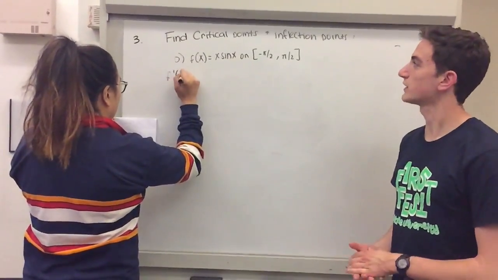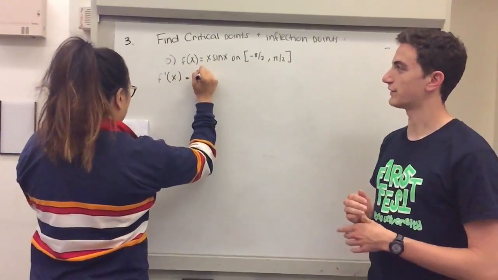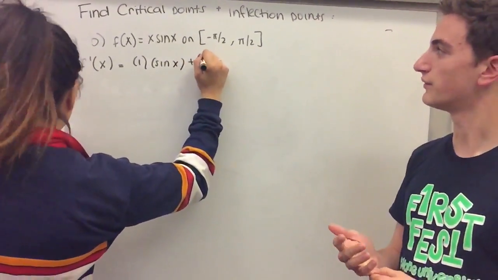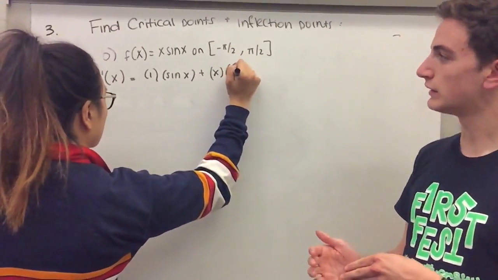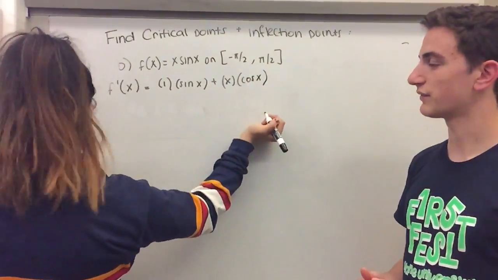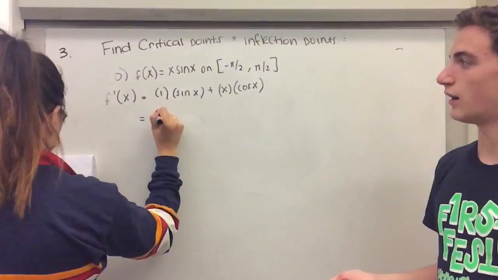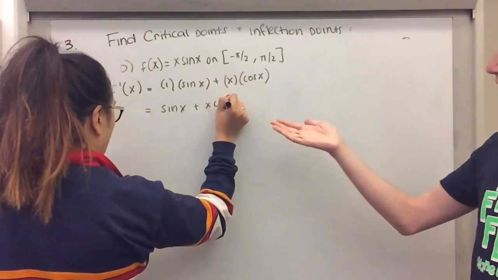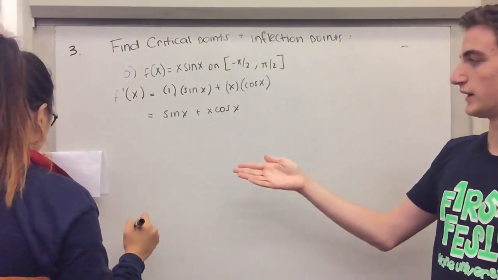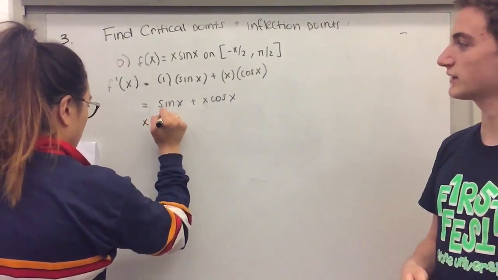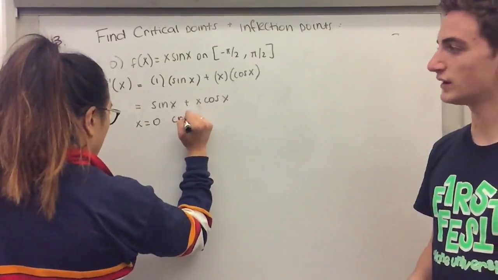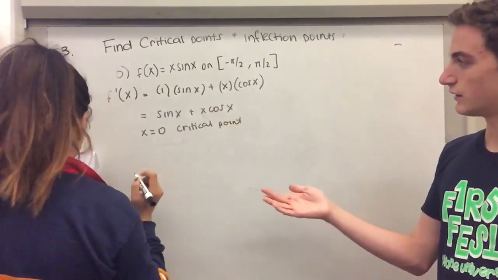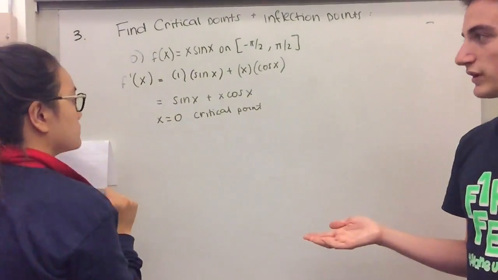Okay, so for this problem, we're trying to find the critical points and inflection points of the function f of x equals x times sine of x on the interval of negative pi over 2 and pi over 2. So first, Paris is taking the derivative of the function, which involves using the product rule. And these are the derivatives of the function as to when the product rule is applied. And after being added out, you get sine of x plus x times cosine of x. And you set it equal to 0 to find that x is equal to 0, which is your critical point.